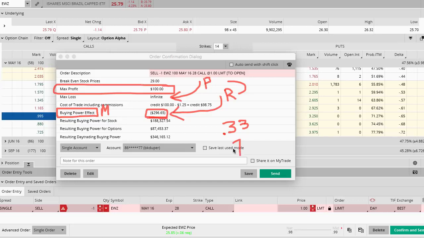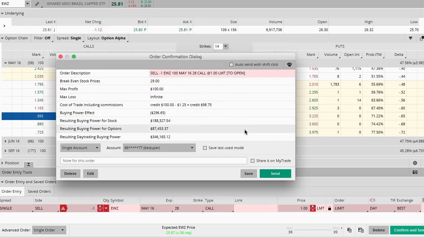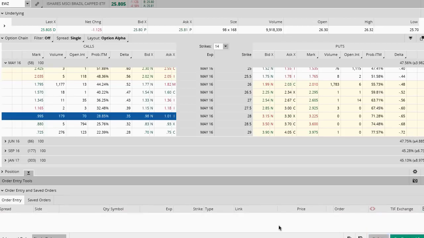And again, we've got a 70% chance of success on this trade. Not too bad: 70% chance of success, and a 33% return on the capital being used. So again, just showing you the broad strokes here. We'll get back into this a little bit more.